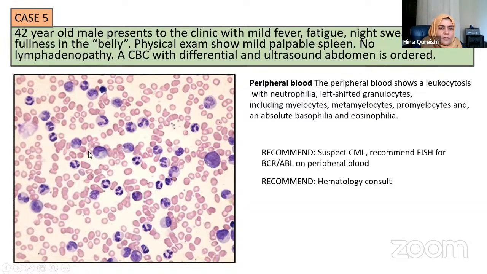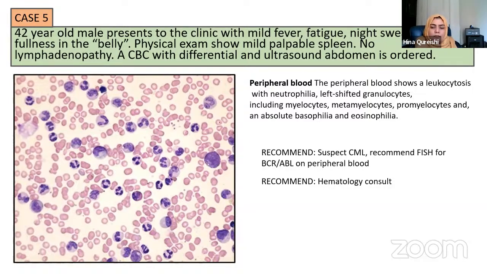So when you see myelocytes, metamyelocytes, and a rare promyelocyte, this is very concerning given that very high white count, about 54,000, very concerning for chronic myelogenous leukemia. So a FISH analysis for this specific fusion, BCR-ABL fusion, is recommended and a hematology consult is done.